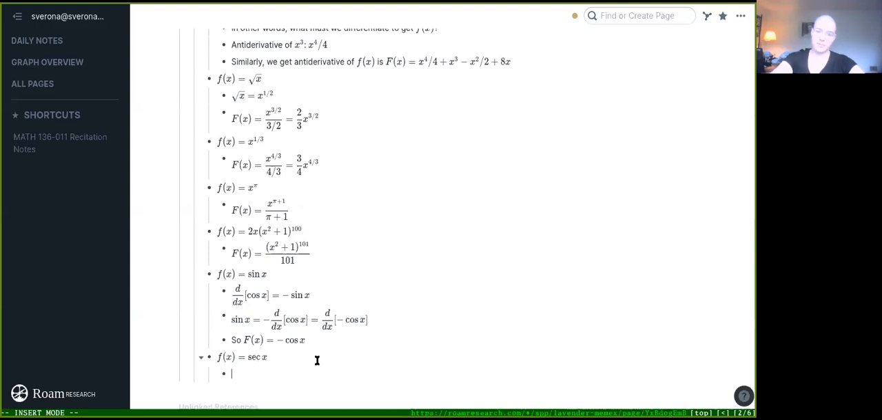Let's talk about this one. Antiderivative of secant. This one's pretty bad. So when I teach, one of the things that I like to do is I never memorize anything if I can help it. And I don't believe I should hold my students to any higher standard than I hold myself, because that would be wrong.